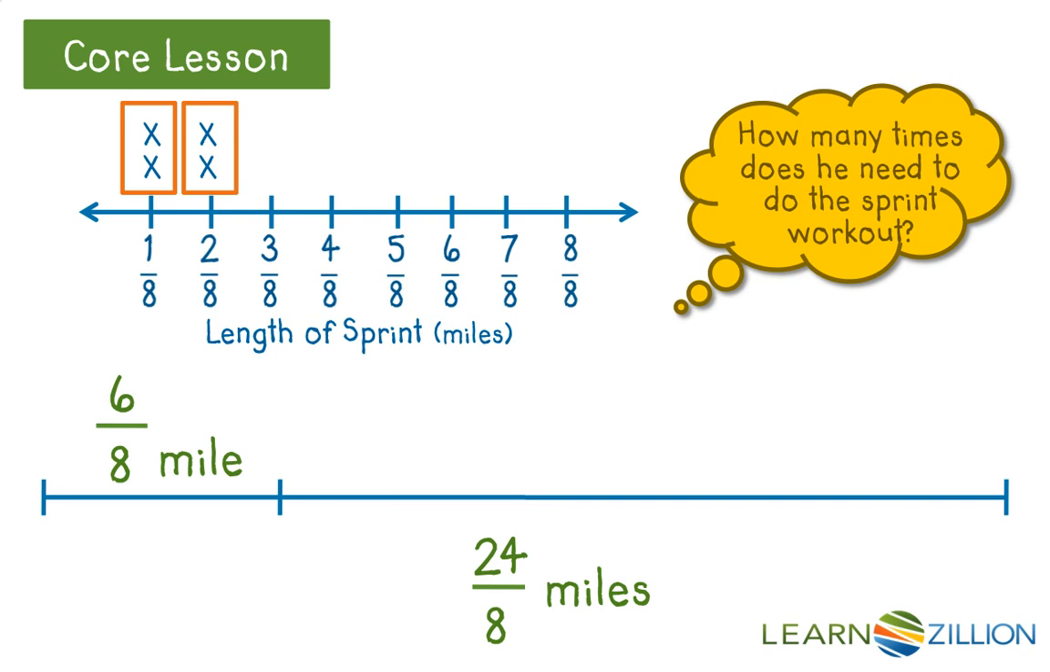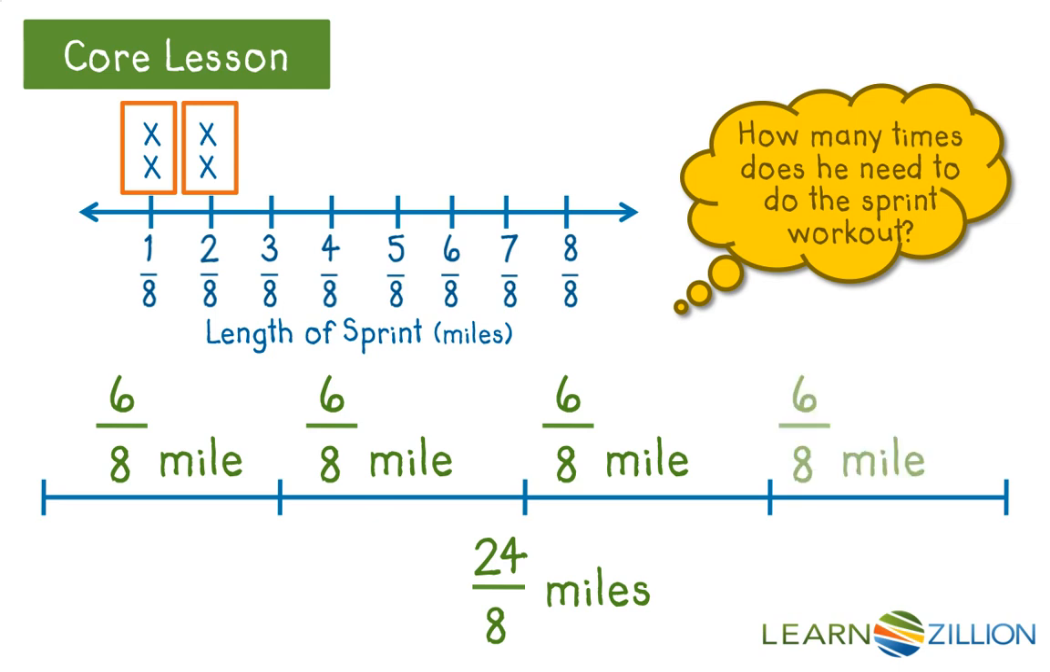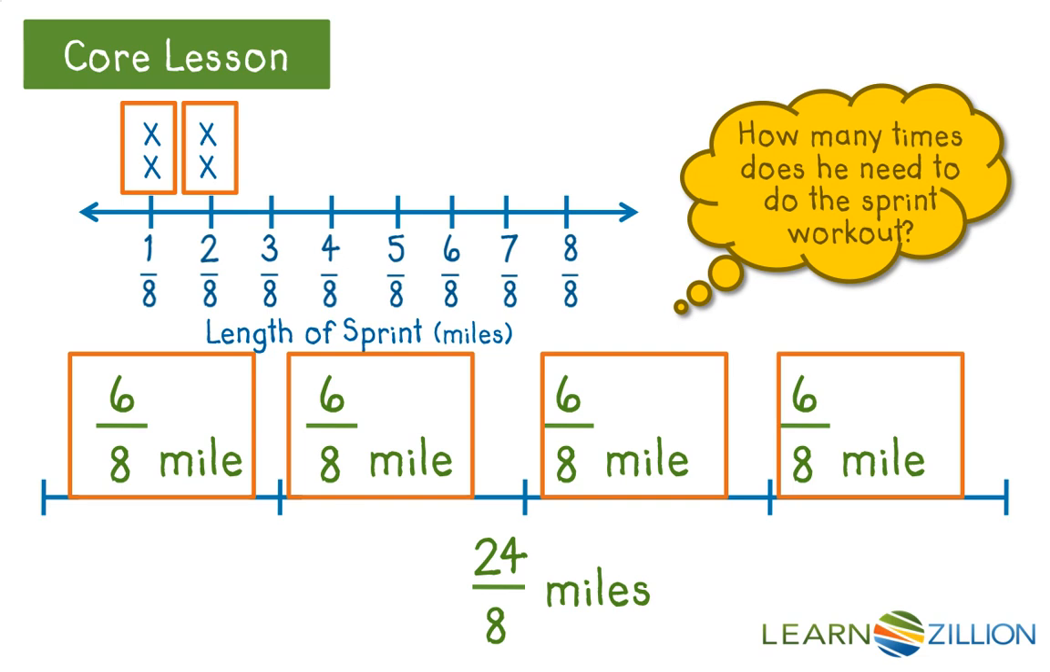Since multiplication is repeated addition, we can keep adding 6/8 to itself until we get to 24/8. 6/8 plus 6/8 equals 12/8, and 12/8 plus 6 more eighths equals 18/8, and 18/8 plus 6 more eighths is 24/8. We found through repeated addition that 6/8 times 4 equals 24/8, or 3 miles. David needs to run his sprint workout 4 times in order to run 3 miles total.